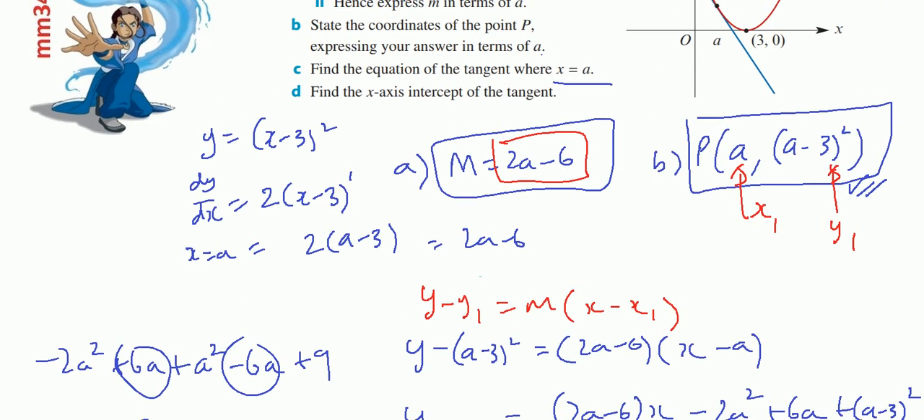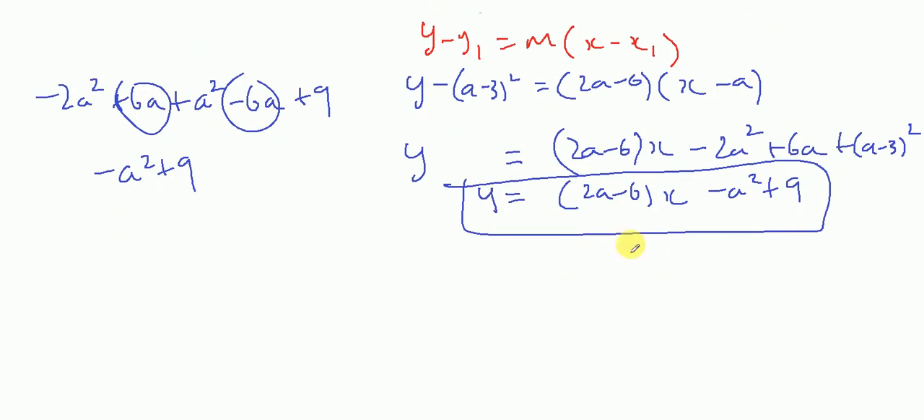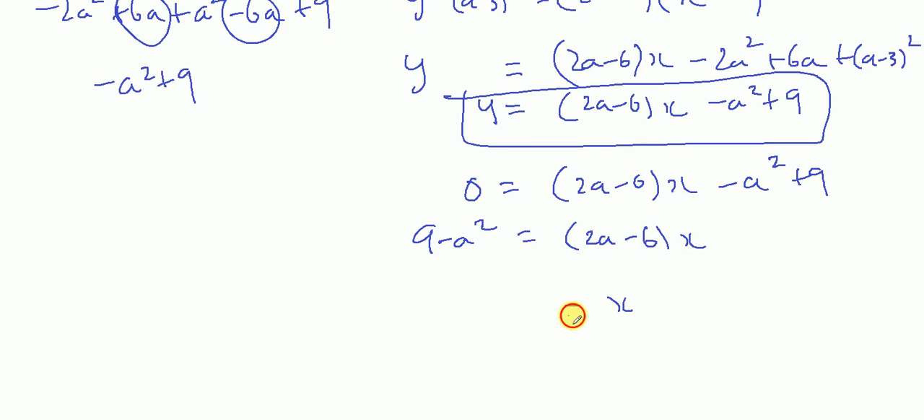And find the x-intercept of the tangent. The x-intercept of the tangent will be when y equals 0. So 0 equals (2a minus 6)x minus a squared plus 9. So I've got 9 minus a squared equals (2a minus 6)x, which means x equals (9 minus a squared) on top of 2 times (a minus 3).